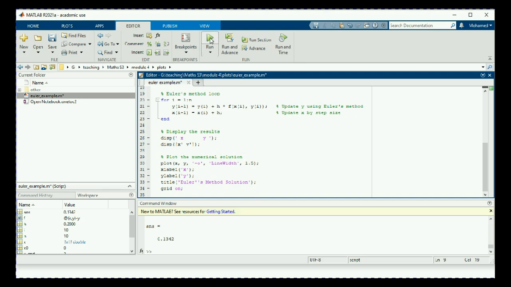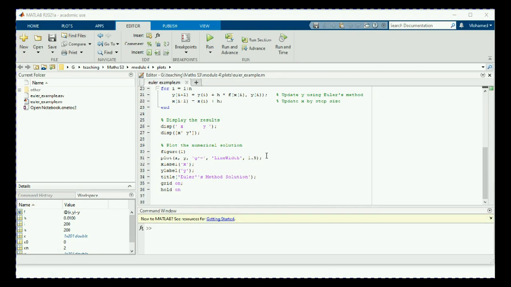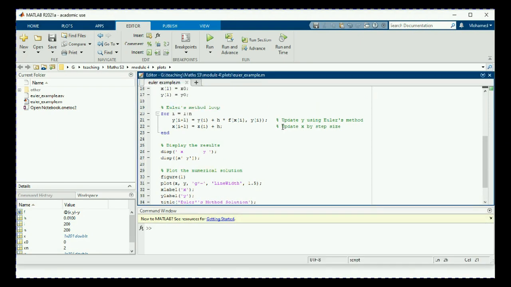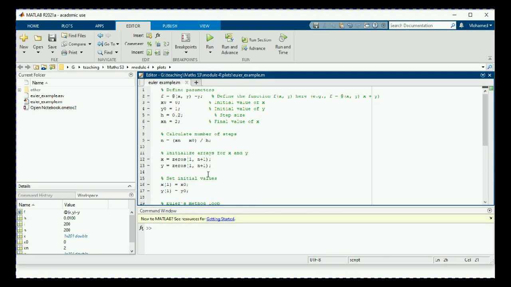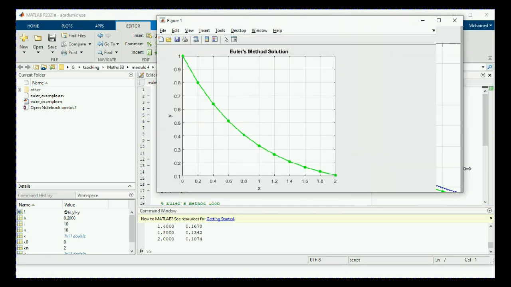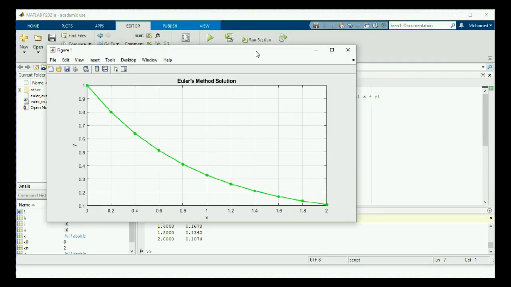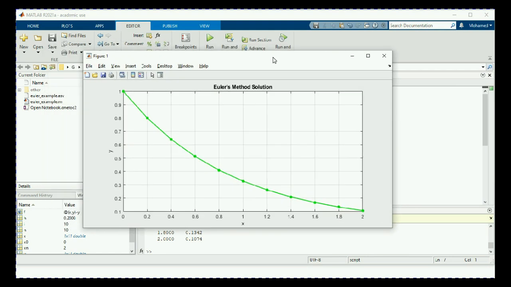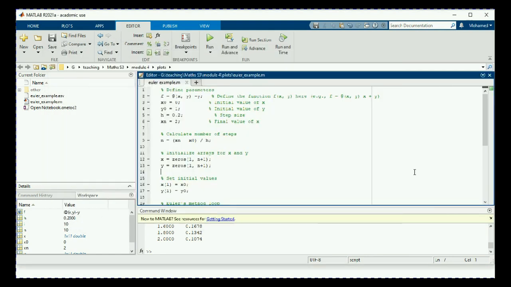Let's try to run this. We have everything now. Let's do the calculation and plot the result. We are taking h equal to 0.2, so let's run the code. It should plot. Okay, it plotted the solution for h equal to 0.2. Now we are going to change the h value. We are going to reduce h to 0.1 and run the calculation again.